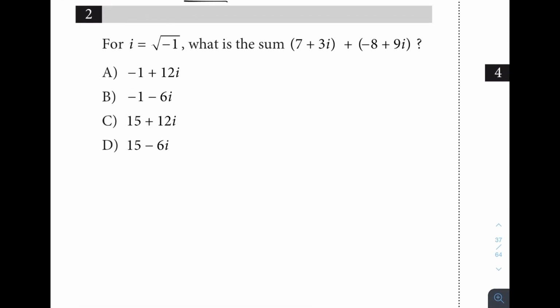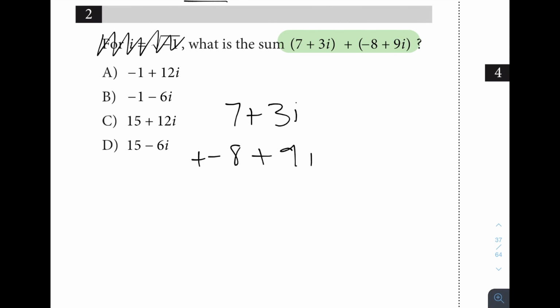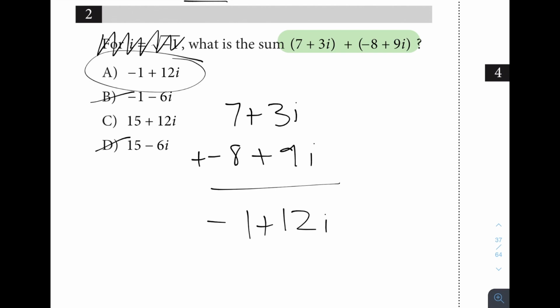Okay, what is the sum of 7 plus 3i plus negative 8 plus 9i? So this we don't really need, it's just extra information. 7 plus 3i, and then we're adding it, minus 8 plus 9i. So we can just add them like normal, we'll get 12i at the end. So neither of these two have 12i, so we can get rid of those. And then 7 plus negative 8, so it's the same as 7 minus 8, negative 1 plus 12i. So we can get A.